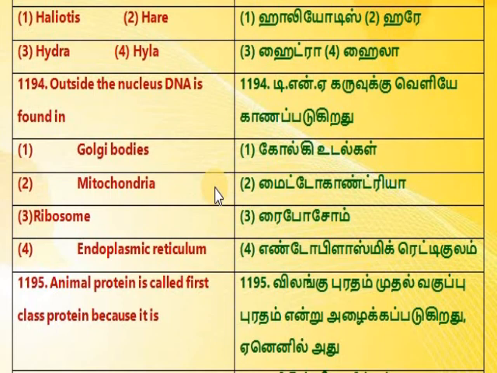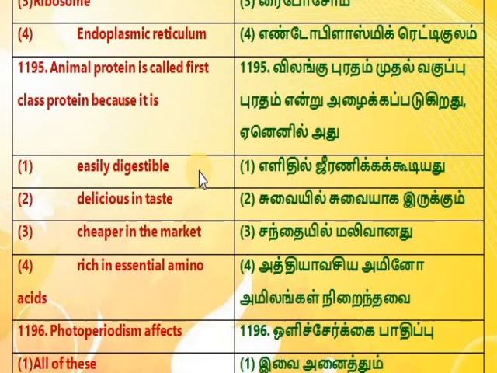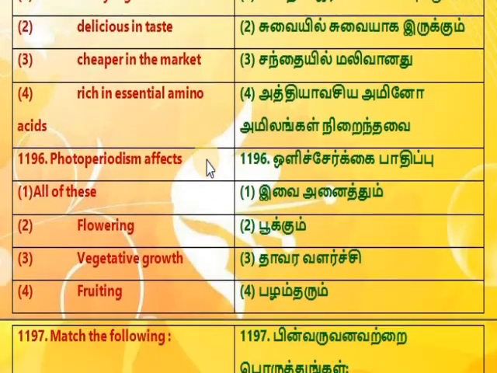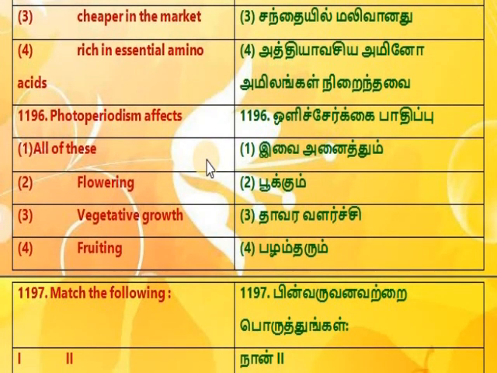1194. Outside the nucleus, DNA is found in: 1. Golgi bodies, 2. Mitochondria, 3. Ribosome, 4. Endoplasmic reticulum. 1195. Animal protein is called first-class protein because it is: 1. Easily digestible, 2. Delicious in taste, 3. Cheaper in the market, 4. Rich in essential amino acids. 1196. Photoperiodism affects: 1. All of these, 2. Flowering, 3. Vegetative growth, 4. Fruiting.